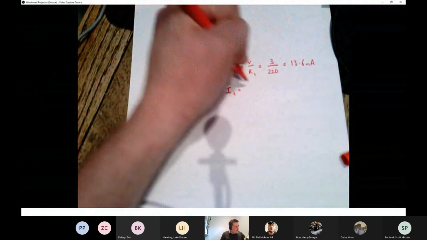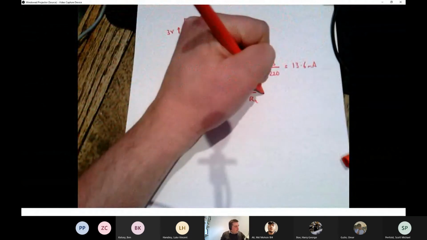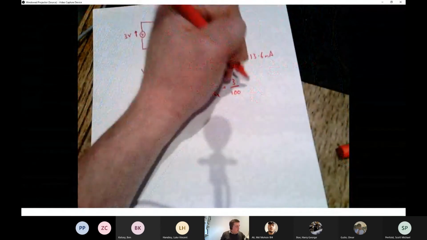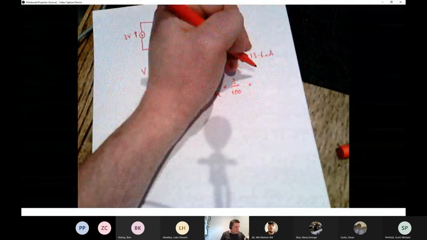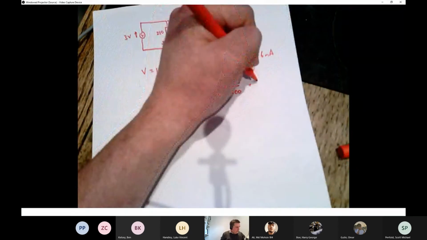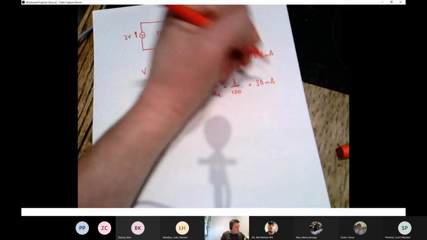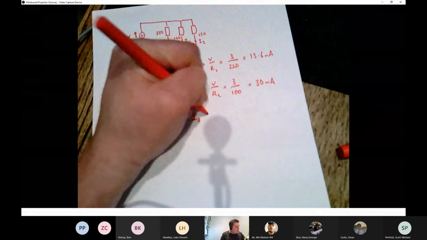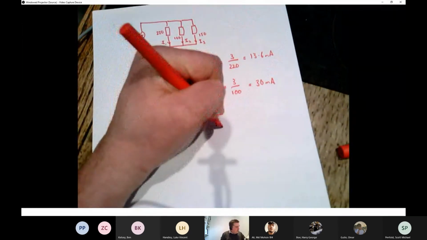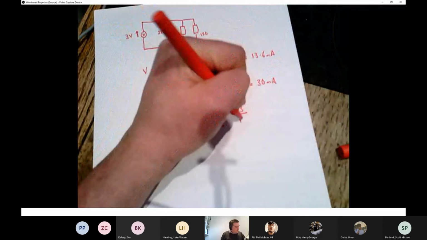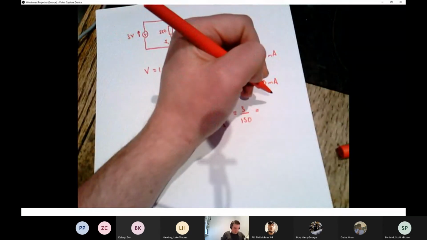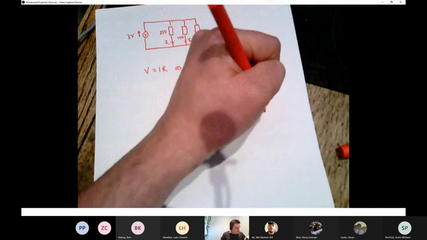I2 equals V over R2, which is 3 over 100, which is going to be 30 milliamps. And finally, I3 is V over R3, which is 3 over 150, and that is going to be 20 milliamps.